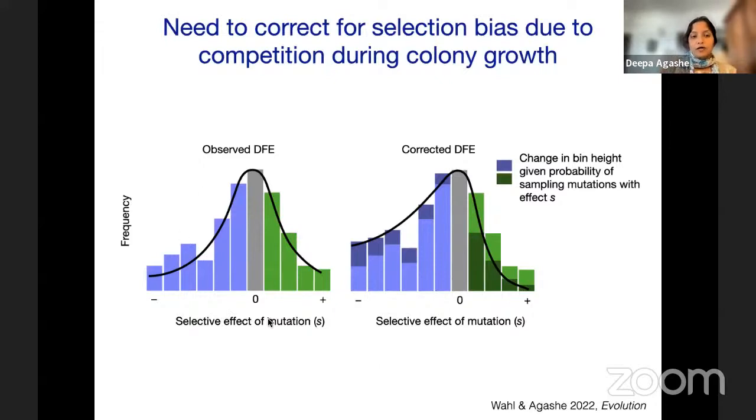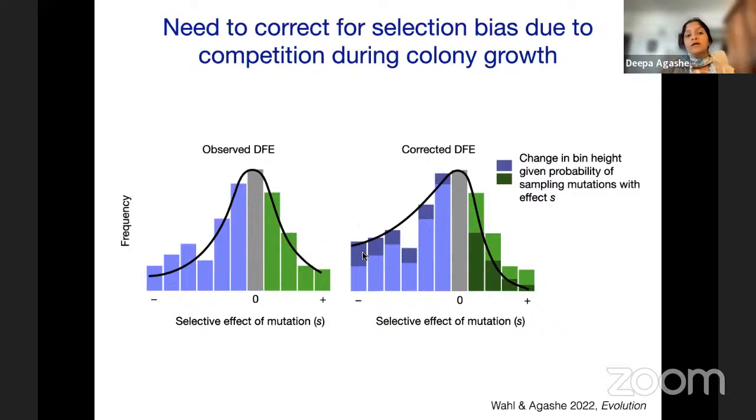So let me give you a sort of cartoon picture understanding of what this means and why we need to correct for it. Here is a potential selective effect of mutations. Zero means no effect, so neutral mutations are in gray. Plus means positive, and minus means deleterious mutations, right? Beneficial mutations here are in green and deleterious are in purple. And you might draw a DFE that looks like this: there are some beneficial mutations and a bunch of deleterious mutations. So this observed DFE could be a little bit more symmetrical, as I've shown here in this cartoon.